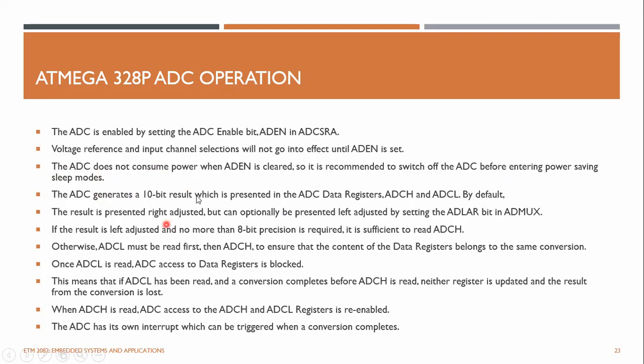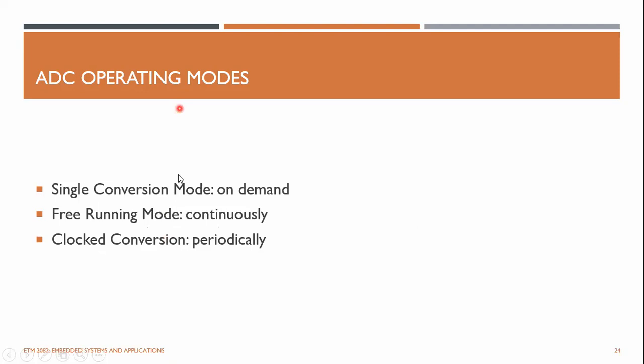So everything I have explained here is repeated in this slide. And there are 3 modes of operation of the ADC. The first one is single conversion on demand, which means you request the ADC to convert and it will do the job. The second one is free running continuously, which means once a conversion is done, it will start the next conversion, and the next, and so on. And the third is clocked conversion, periodically.